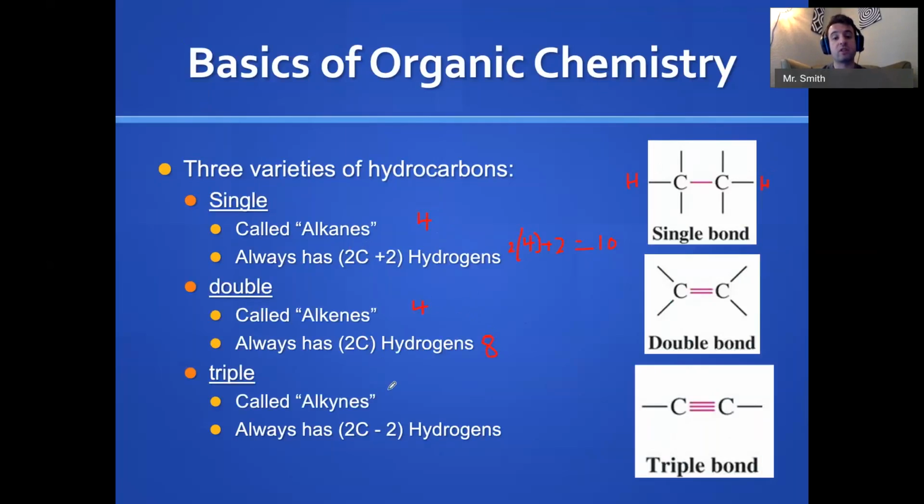Lastly, we have these things called alkynes. They always have 2 fewer hydrogens than twice the number of carbons. So if you have 4 carbons, in this case, you're going to have 6 hydrogens. So carbon times 2 would be 8, minus 2 would be 6.